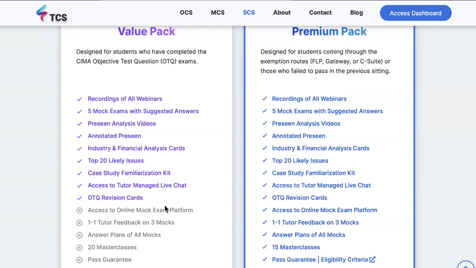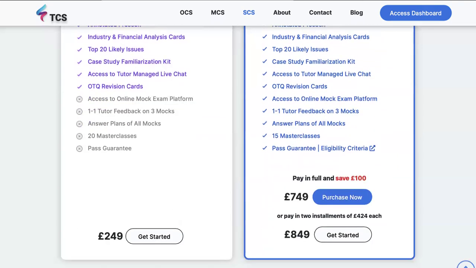So as I mentioned earlier, we have developed the value pack assuming that you already know your theory. So because of that, you simply need to work on your application skills. So after attempting a mock exam, if you feel that you do not remember a certain conceptual framework, or if you feel that you need to brush up your knowledge about a certain theoretical element, simply refer to the OTQ revision cards to quickly brush up your knowledge pertaining to the relevant syllabus area. So the value pack is priced at £249.